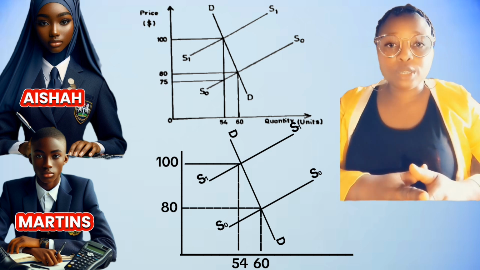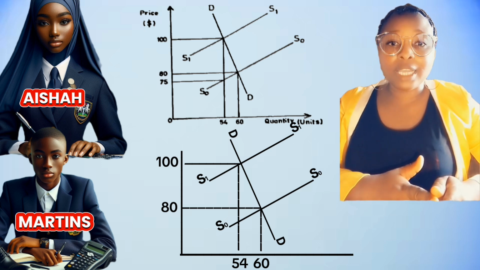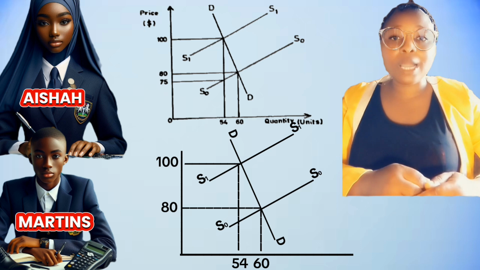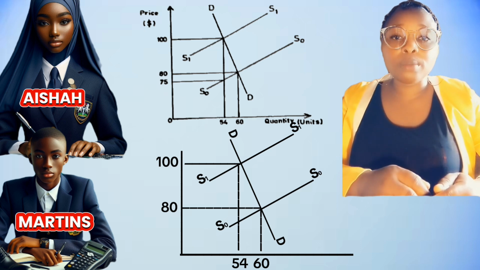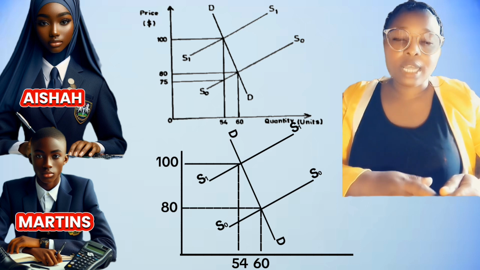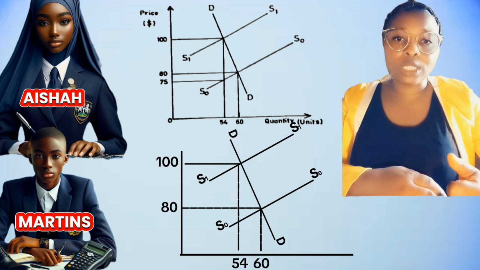Oh yeah, let's do a summary. The summary is: step 1, get the equilibrium price and equilibrium quantity. Step 2 is that the supply would have decreased and a new equilibrium is achieved. Then you get the new equilibrium price and new equilibrium quantity.